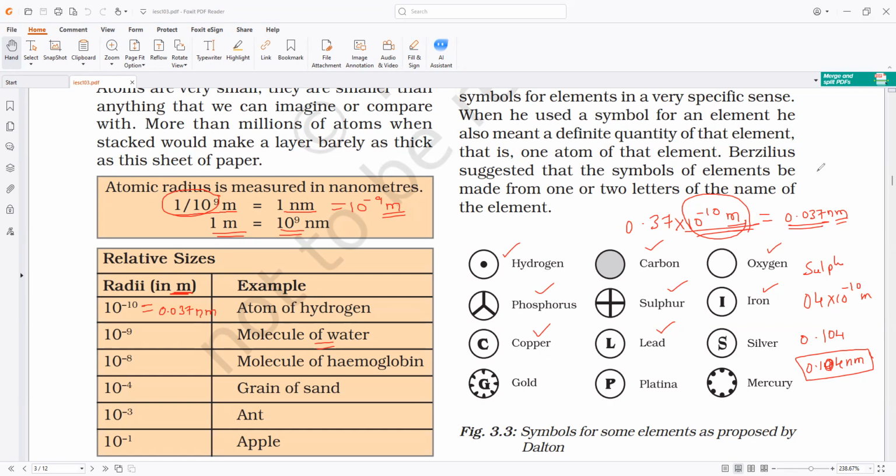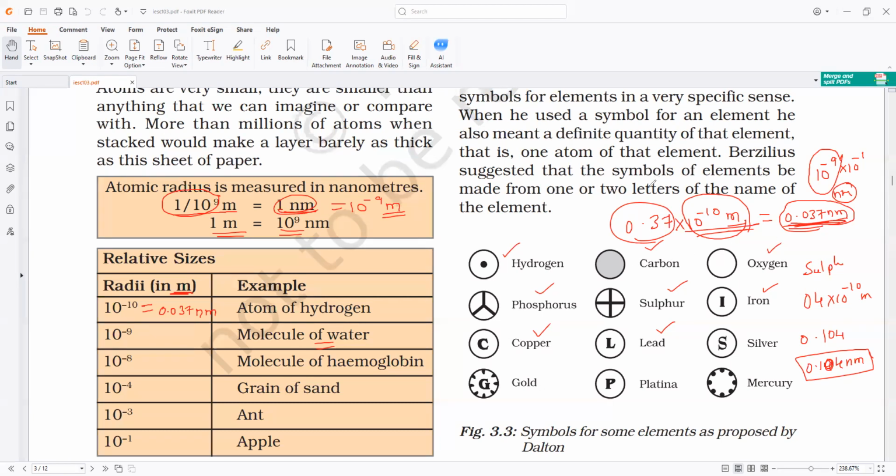So basically 10 power minus 10, can I write as 10 power minus 9 into 10 power minus 1? 10 power minus 9 is what? Nanometer. Do you understand? So what is that value? 0.037. That is the size of one hydrogen atom. Size of one hydrogen atom is 0.037 nanometers. Clear, all of you? Understand, everybody?